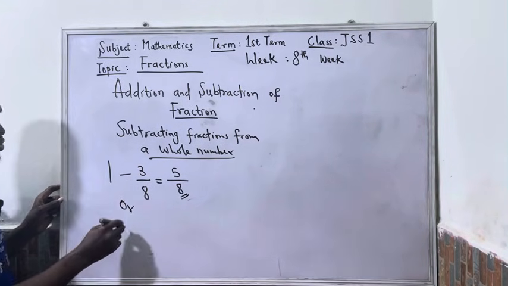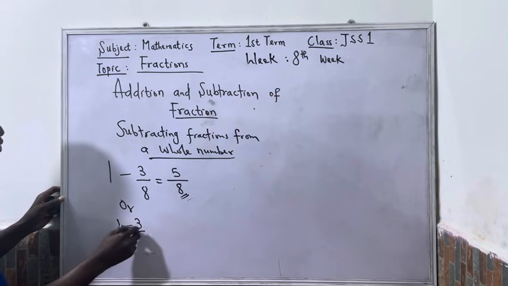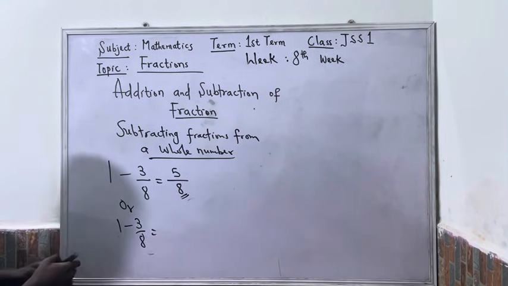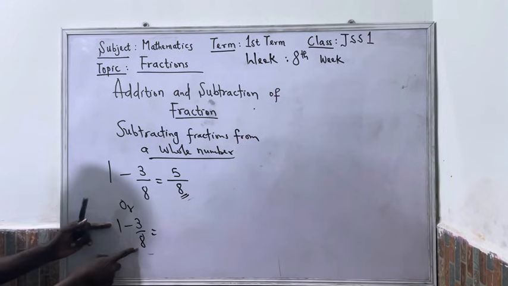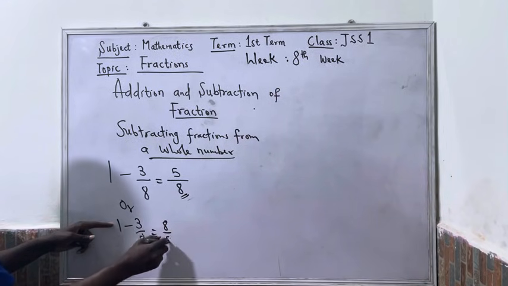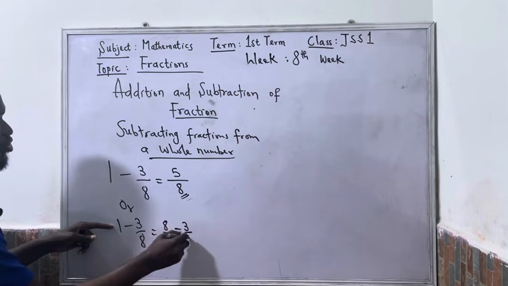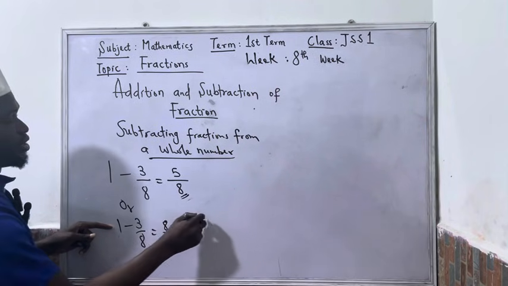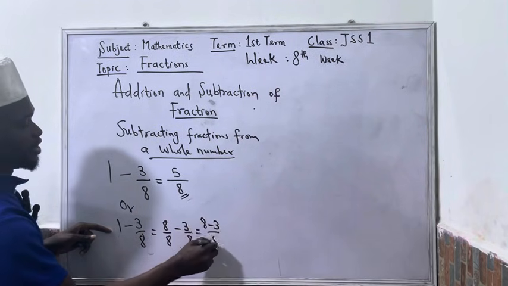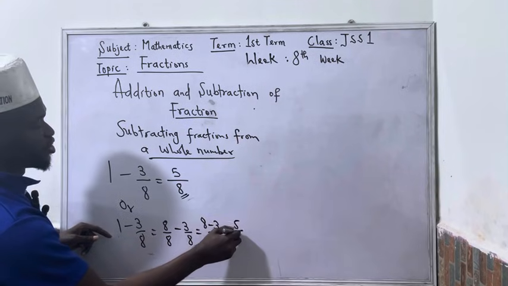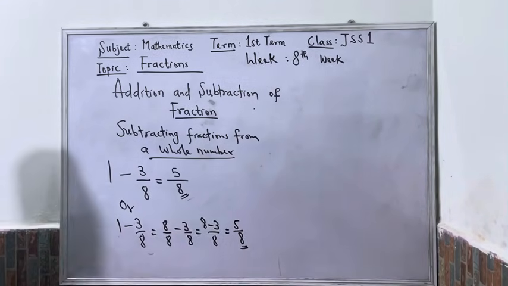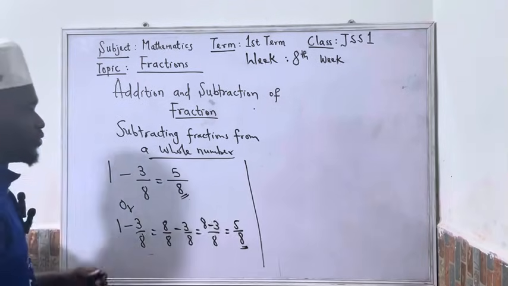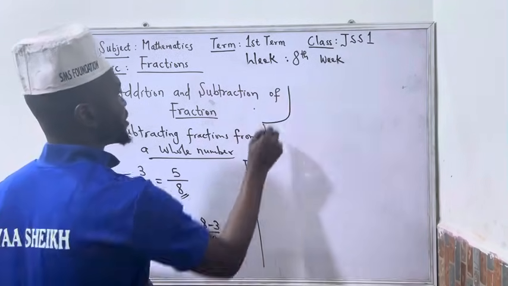Now, another method. 1 minus 3 over 8. All you just need to do is to write this one in terms of 8. Like I told you, say 8 over 8 minus what? 3 over 8. And this will give you 8 minus 3 over 8. This will now be 5 over 8. You see how easy mathematics can be. Very interesting.